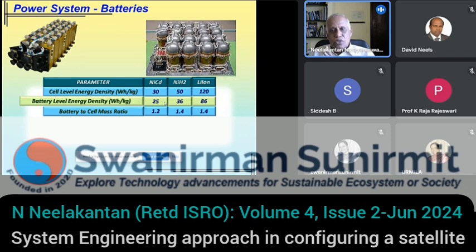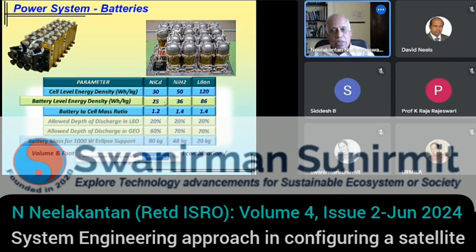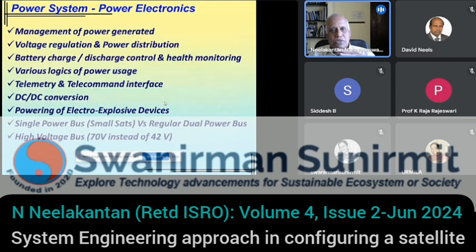And also the mass is also the lowest, much lower. The evolution of the lithium ion has resulted in a very low battery mass. The allowed depth of discharge, of course, remains more or less the same in all the technologies in LEO, and the allowed depth of discharge in GEO is much better in lithium ion. So the battery mass for 1000 watts of eclipse support is the lowest in lithium ion. Therefore, lithium ion has come to stay as the standard battery technology to be used in the spacecrafts.